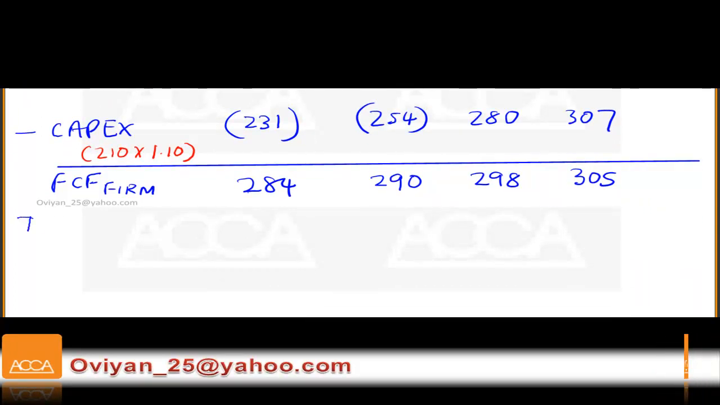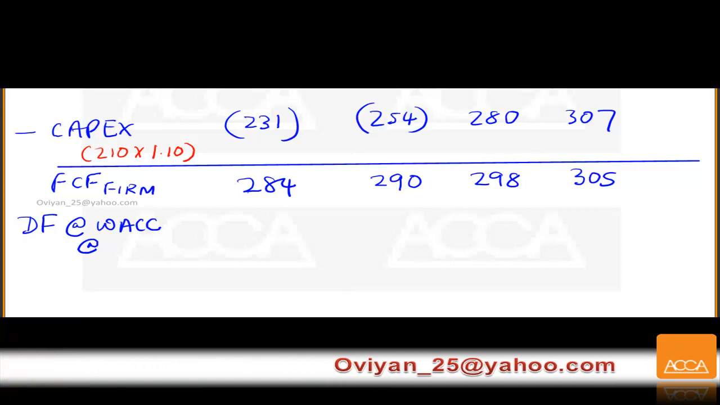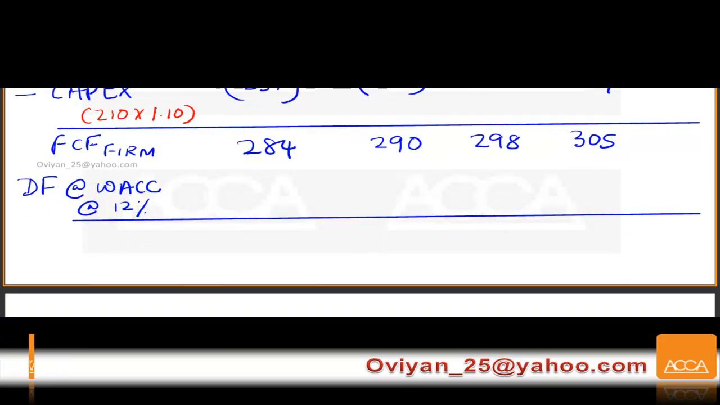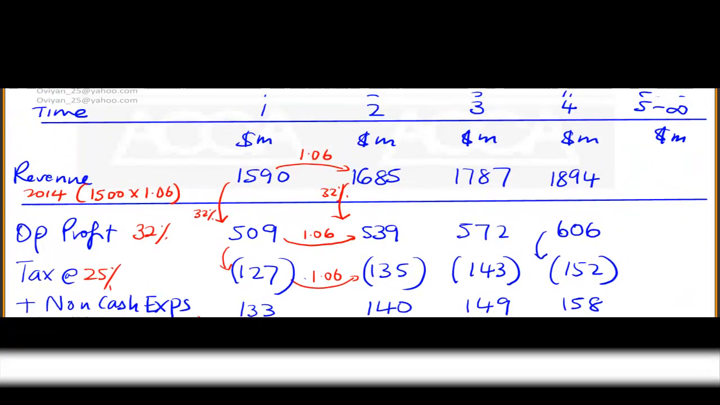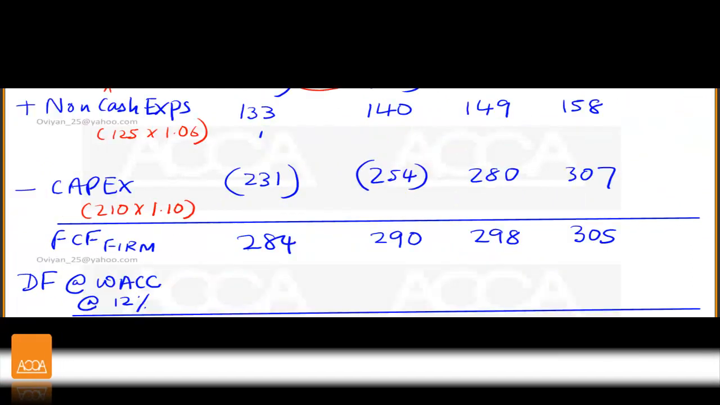We're ready. We're going to have a discounting factor. Stress to the examiner that this is going to be the WACC, and it's going to be at 12% given. So you're going to get the discount factors. You can use the table or you can use the calculators. I like to use the calculators. So this is going to be year 1, the first year.